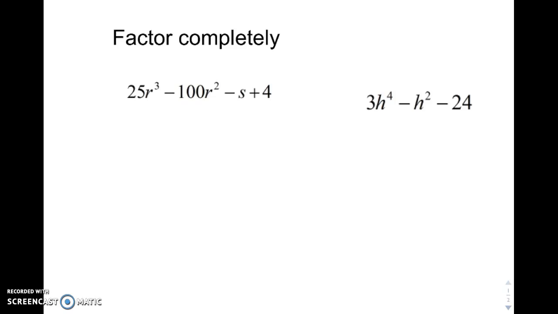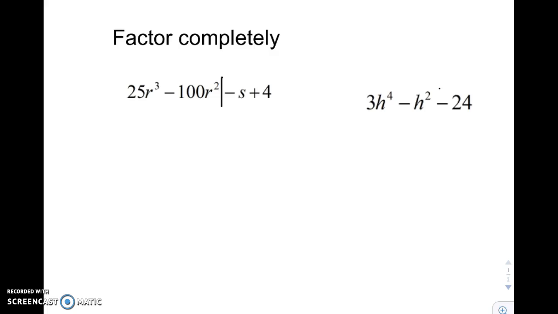Two types of ways that we're going to factor in chapter 5. When there are four terms like this on the left, we're going to factor by grouping. So I split it down the middle. If there happens to be more than four, you can still factor by grouping. You just need an even amount.